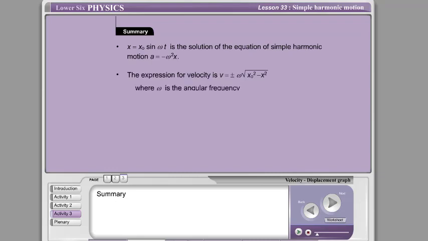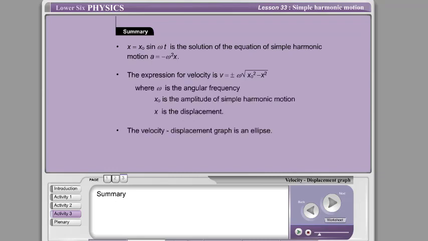Summary: x equals x0 times sine omega t is the solution of the equation of simple harmonic motion a equals negative omega square x. The expression for velocity is v equals plus or minus omega times square root of x0 square minus x square, where omega is the angular frequency, x0 is the amplitude of simple harmonic motion, and x is the displacement. The velocity displacement graph is an ellipse.